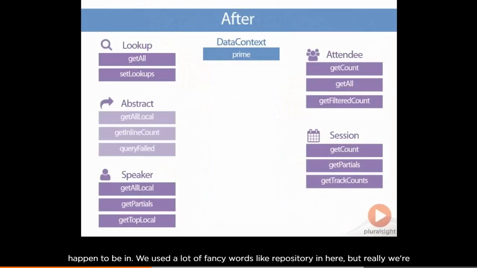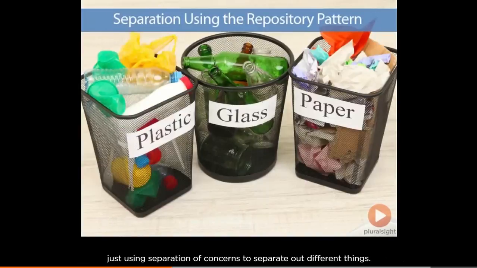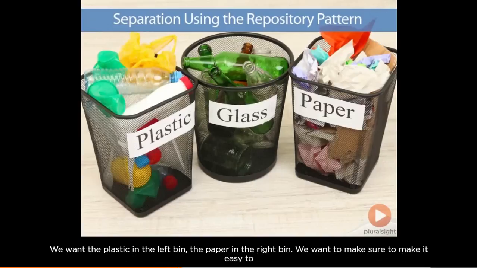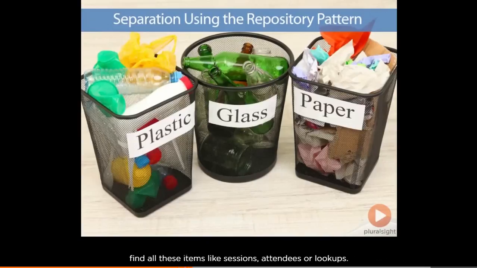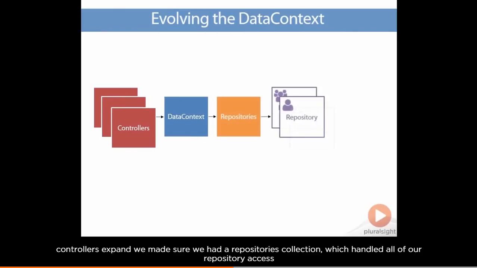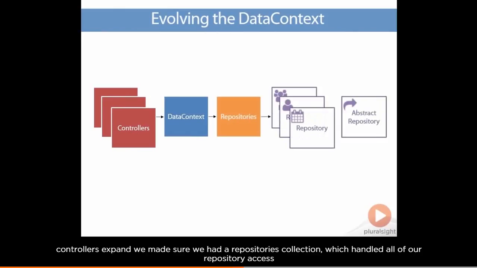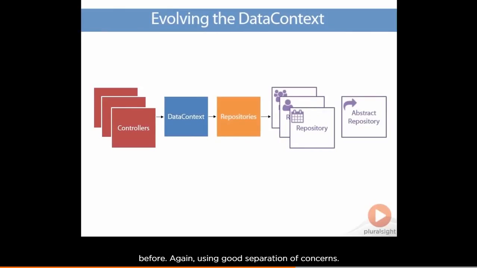Now, we used a lot of fancy words like repository in here, but really, we're just using separation of concerns to separate out different things. We want the plastic in the left bin, the paper in the right bin. We want to make it easy to find all these items like sessions, attendees, or lookups. So we started with the data context, which really was just one for all the controllers, but as those controllers expand, we made sure we had a repositories collection, which handled all of our repository access for us for sessions or lookups, and then we had a set of shared features in the abstract repository. And again, back in the controller world, all is well because it just accesses the data context just like it did before. Again, using good separation of concerns.